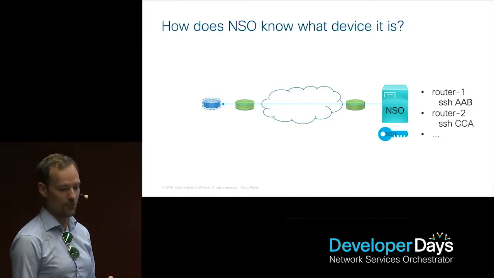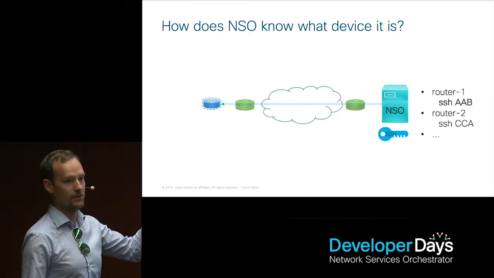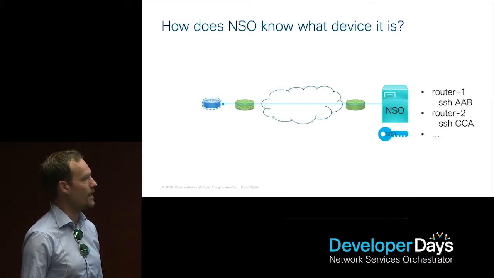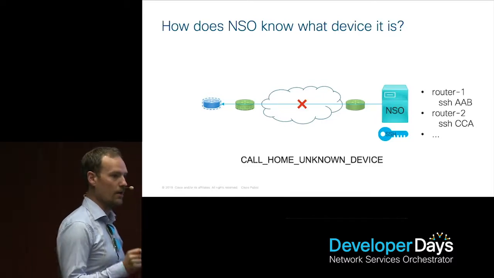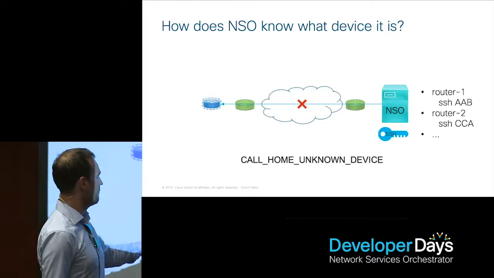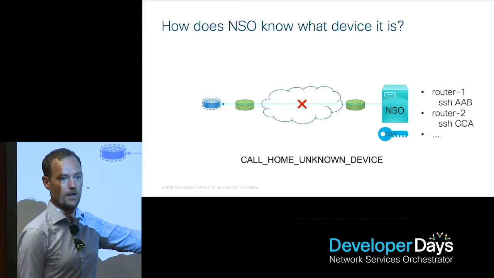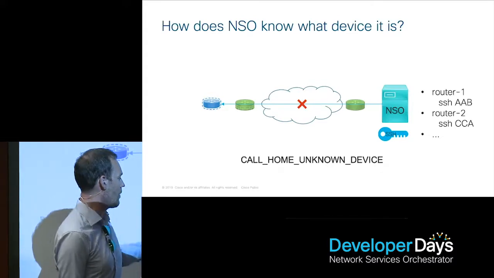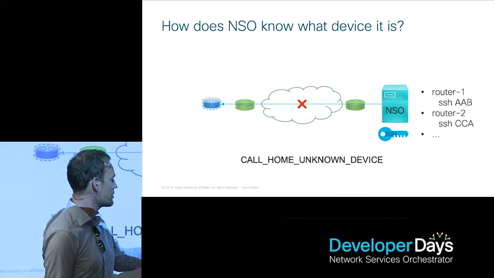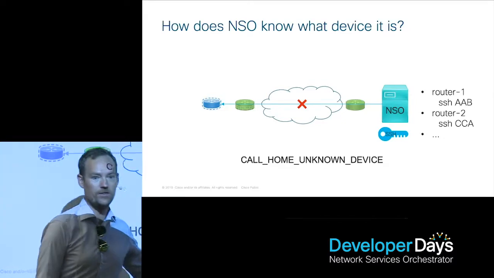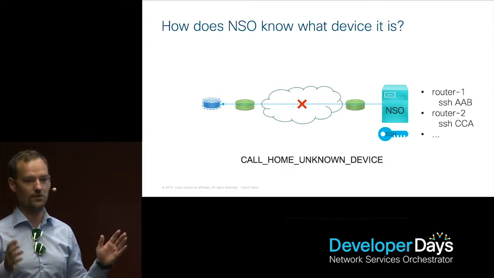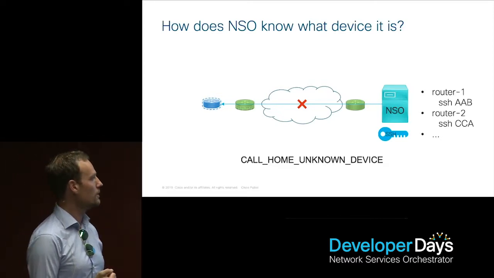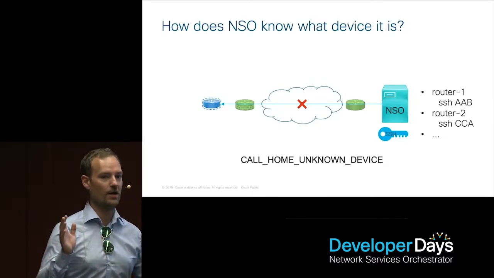And then it's gonna go through its list and try to match that to the SSH keys we have in our list. And if it doesn't find anything, we're gonna kill that TCP connection, but we're gonna generate an event. I'll show you later with code how you can use this. But you can actually subscribe to these events that the NetConf call home generates. So this is an unknown device.